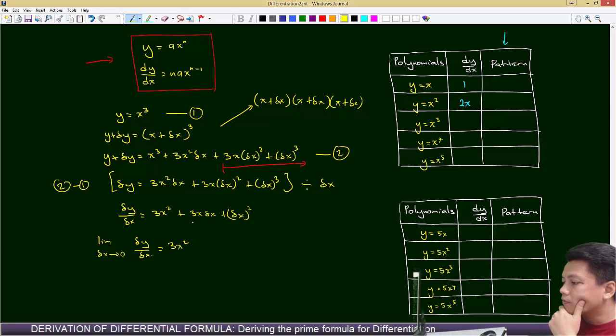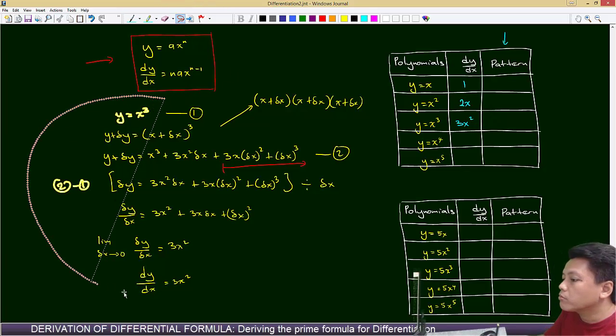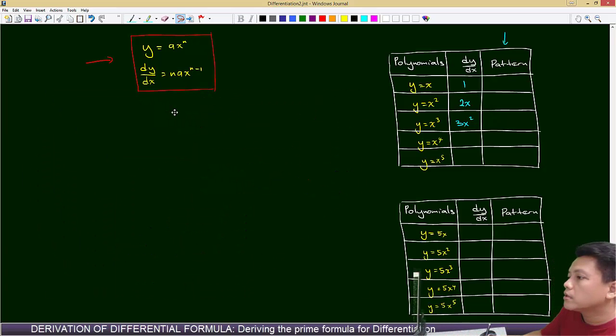So what happened with the rest? Everything is gone because the delta x is too small. Multiplied with 3x, let's just throw it out into a dustbin, as well as delta x squared. Everything is gone. Update table. By now the pattern should be, or maybe a little obvious. Let's just go through the fourth polynomial. Then the pattern will become evident.